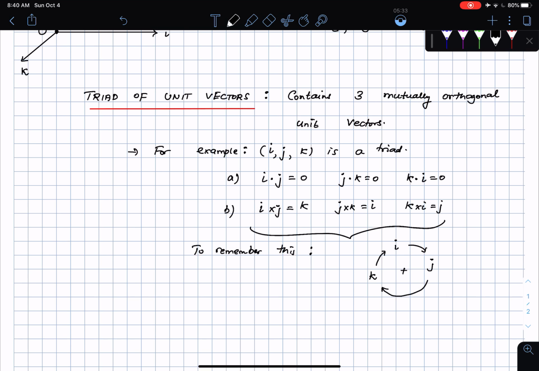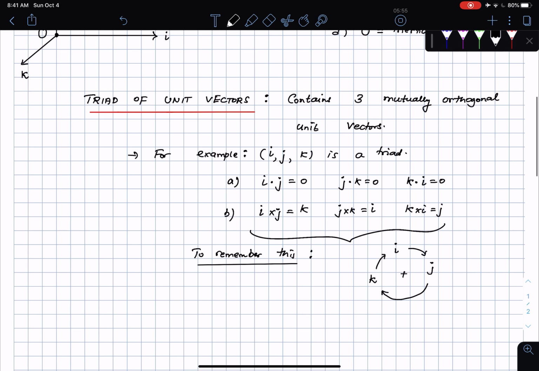So this tells me that if I go from i to j, i cross j gives me k, j cross k gives me i, k cross i gives me j. Okay, so this is the same thing. This is the best way to remember a triad. Whenever you see a triad, I'm going to be drawing these kinds of figures from now on. So first of all, I have a triad i, j, and k. Here is further what I'm going to be doing.